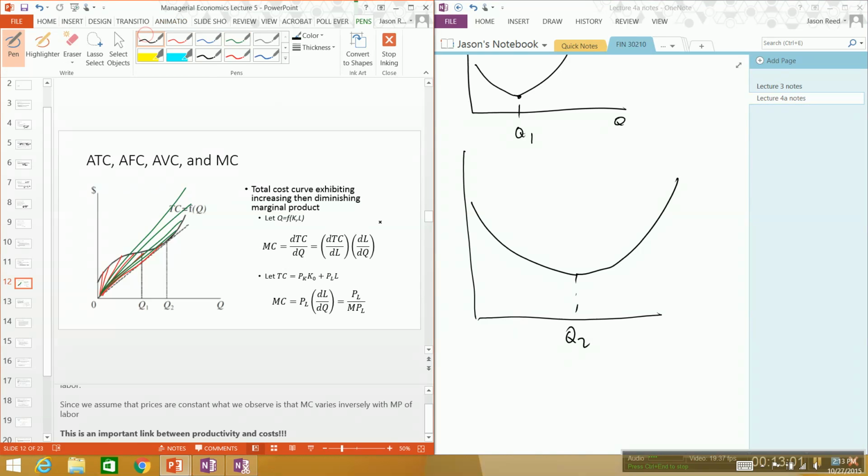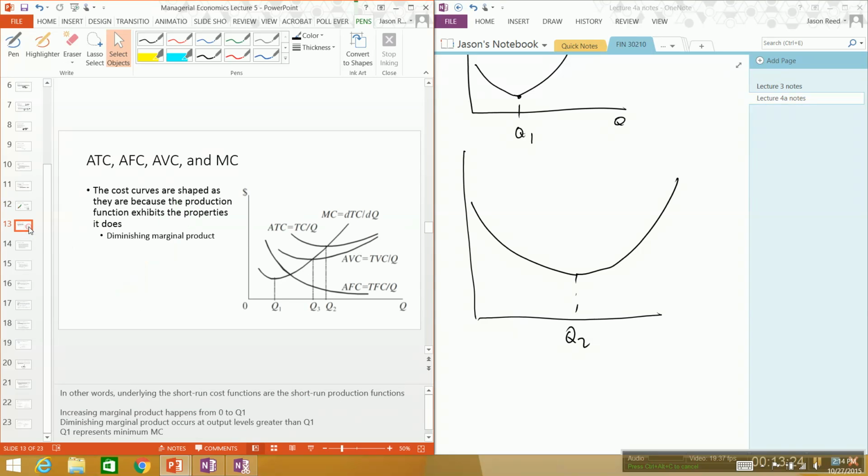in this essence, what we end up getting is that it's dependent upon this marginal product of labor. So we see that the shape of the total cost curve is specifically connected to this marginal product of labor. It's very important that we recognize this, because as we compare to the long run, we're going to see that that's not necessarily the case. So this is an important graph for us.